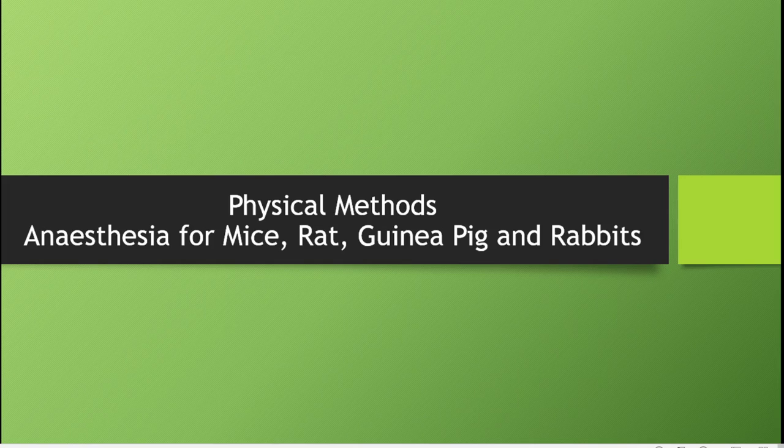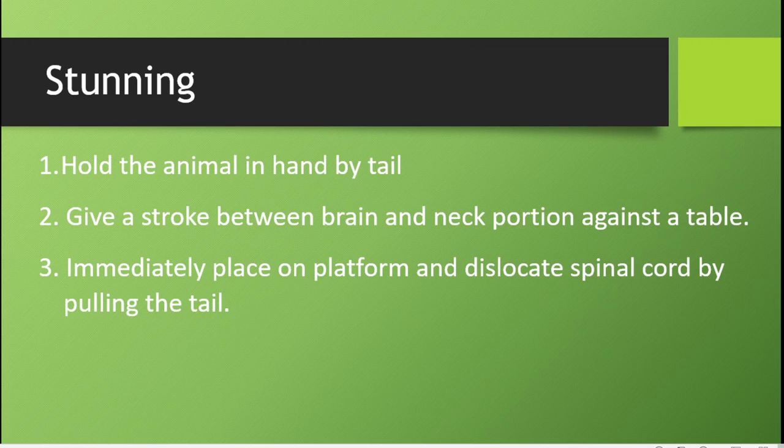The physical method of anesthesia for mice, rabbit, rat and guinea pig is stunning. All these animals have a tail, so we hold the animal in hand by the tail and give a stroke between the brain and neck part against a sharp end of a table or any corner of the wall, and immediately place it on a platform after giving the stroke, and we dislocate the spinal cord by pulling the tail, such that there is total damage of the brain and spinal cord, and breaking of the connection between brain and spinal cord.